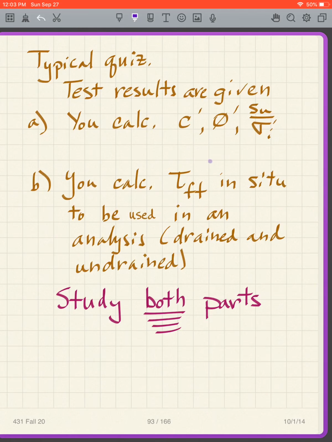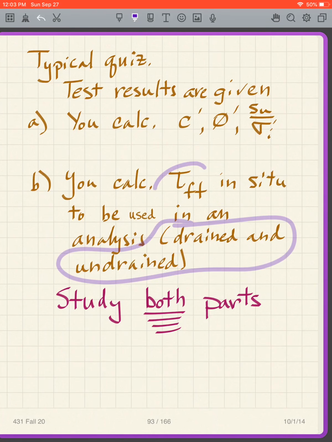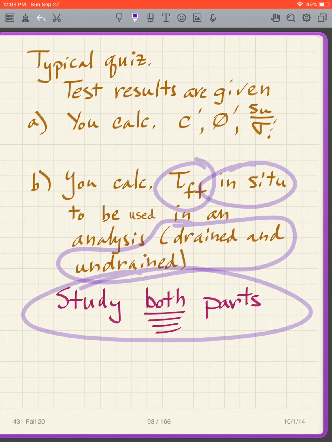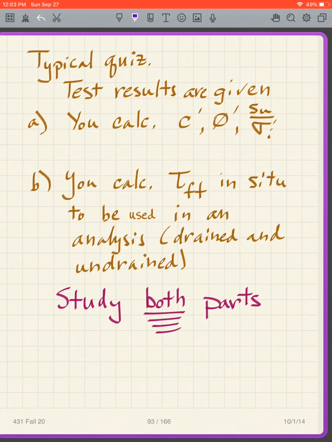This is the important part, in a way, to get the tau ff in situ. The whole reason that we go through the testing and get these parameters is so that we know the strength in situ. So you need to be able to get both the drained and undrained tau ff in situ. In other words, study both parts of this because you need to be able to do both of them.